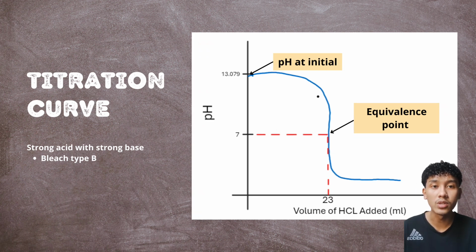So next is titration curve of bleach type B, which is between barium hydroxide and hydrochloric acid. Before the addition of HCl, pH of BaOH is 13.079. And when HCl is added, the pH is decreased gradually as more HCl is neutralized and the solution becomes less alkaline. The BaOH reached equivalent point at pH 7 when 23 ml of HCl is added. Beyond the equivalent point, pH is decreased as the HCl is added.